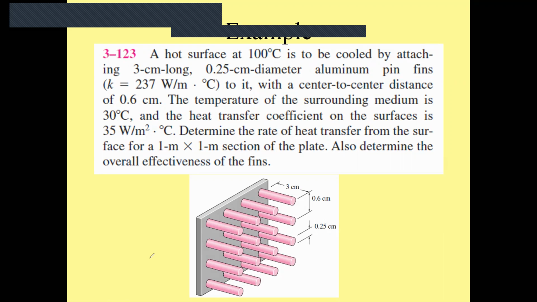So the situation here that we have. First you have to determine what the question wants. Determine the rate of heat transfer from the surface for a 1 times 1 intersection. Also, determine the overall effectiveness. You have to highlight this. So this one is Q, number 1. The second one that they want is effectiveness, not efficiency, effectiveness.